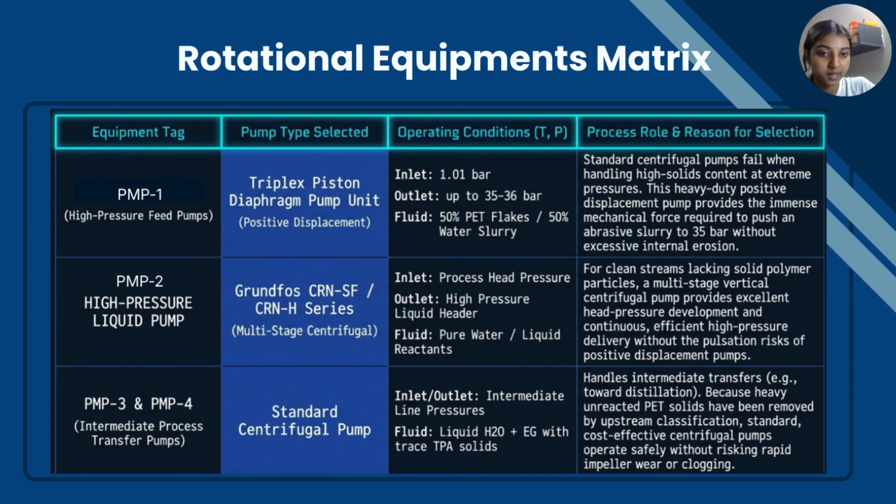Intermediate pump 3 and 4 handle trace TPA solids where upstream classification has eliminated heavy abrasive risk, allowing a cost-effective standard centrifugal unit to operate safely.